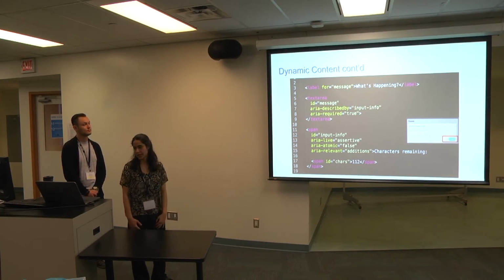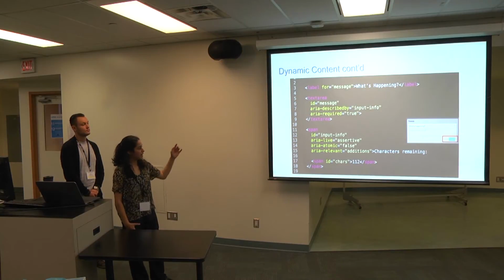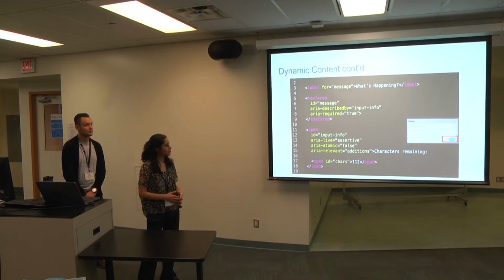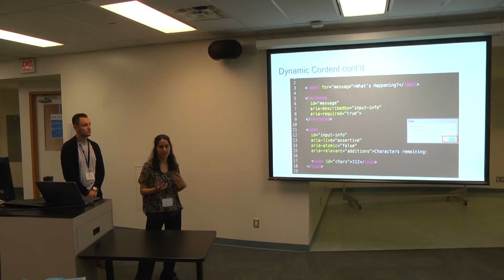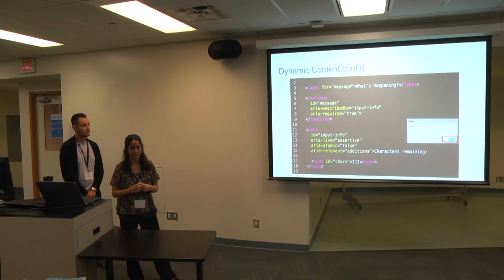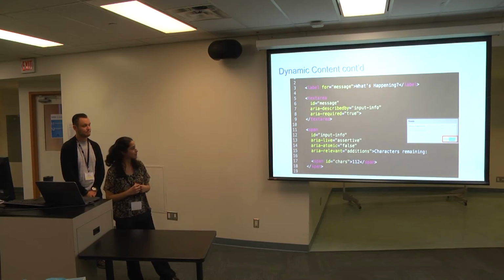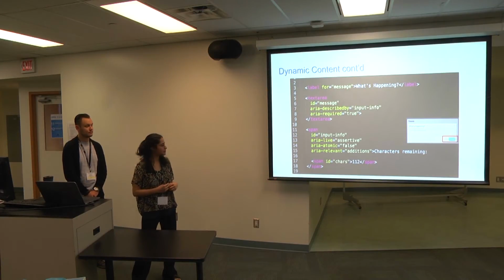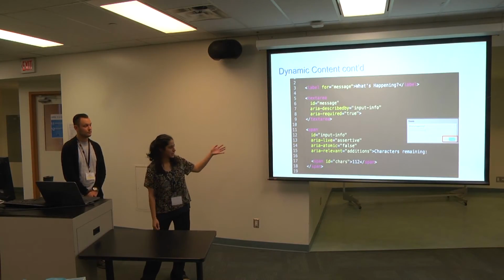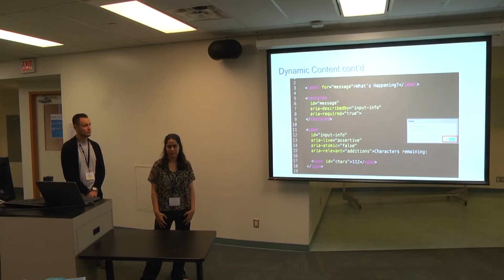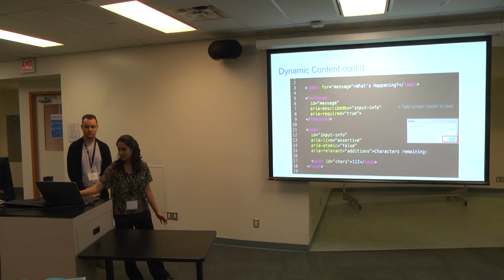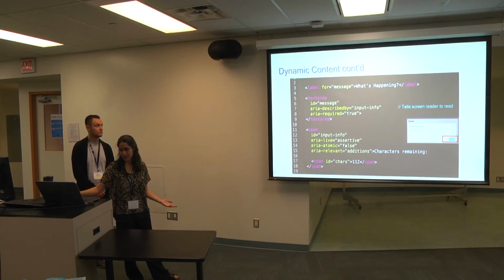That's simply just the title for the tweet. We have a text area, that's where you can type something in. And notice that it has ARIA described by input info. Do you see input info as an ID anywhere on the page? So you see it in the span right below. And the text for this span says characters remaining. So what does this mean? It basically is telling the screen reader to read the text here.